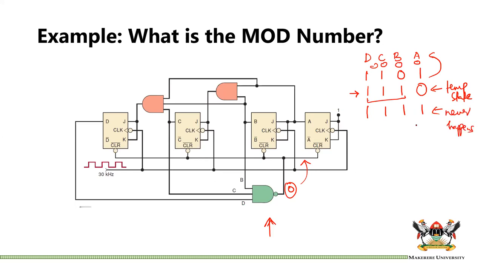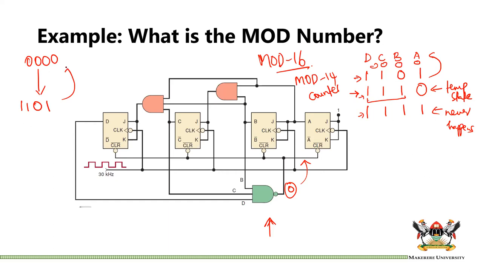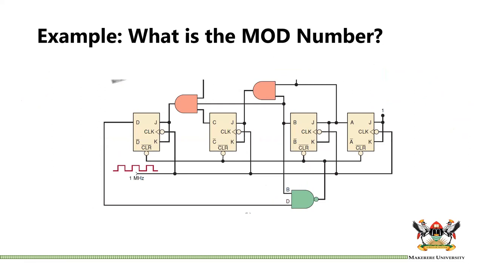So since originally we would have had a mod 16 counter, that means we are taking out two states. We are taking out that state and that state, meaning we create a mod 14 counter. Or if you counted from 000, you did your truth table to this state, which is 1101, you would find that these are 14 distinct states. And what is the mod number of this one?